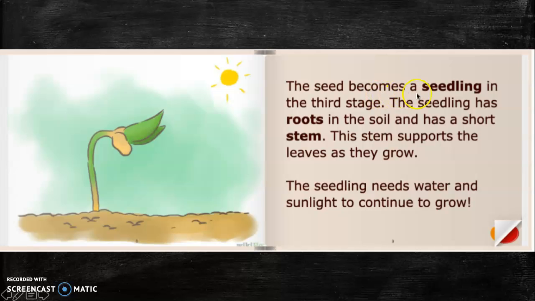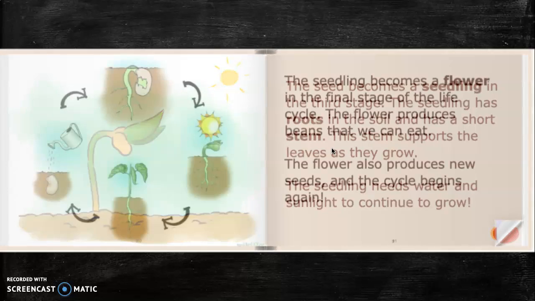The seed becomes a seedling in the 3rd stage. The seedling has roots in the soil and has a short stem that supports the leaves to grow. The seedling also needs water and sunlight to continue to grow.